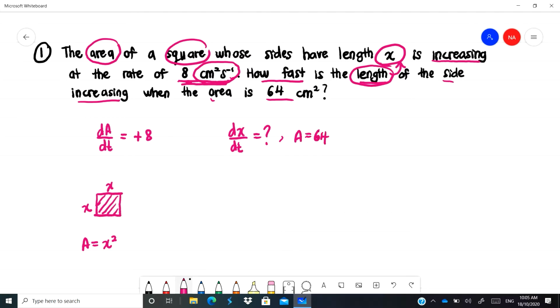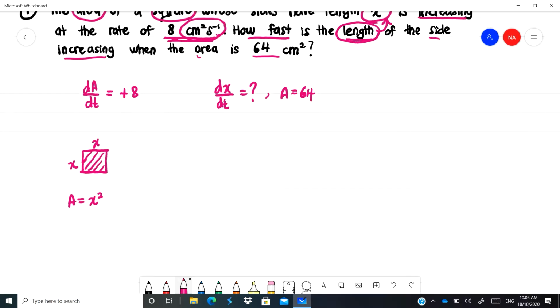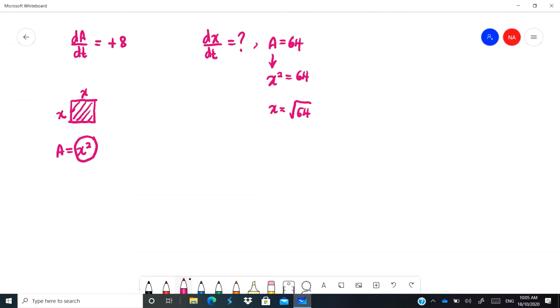So we try to relate dx over dt with x, when x is equal to what value. In this case, we can substitute the area here. Since the area is already given by x squared, x squared is 64. To find x, we just take the square root. The square root of 64 gives x equal to 8. I'm just ignoring the negative part of 8 in this case, because we are talking about length.